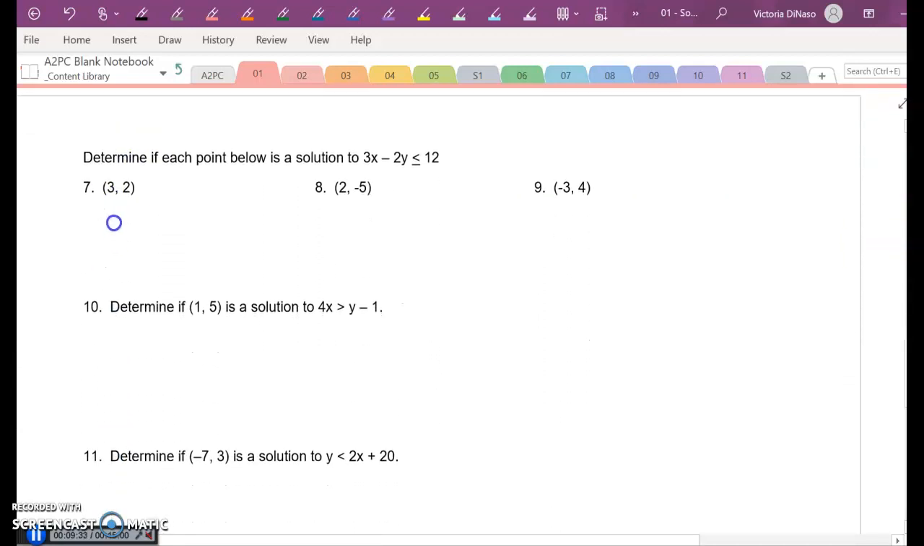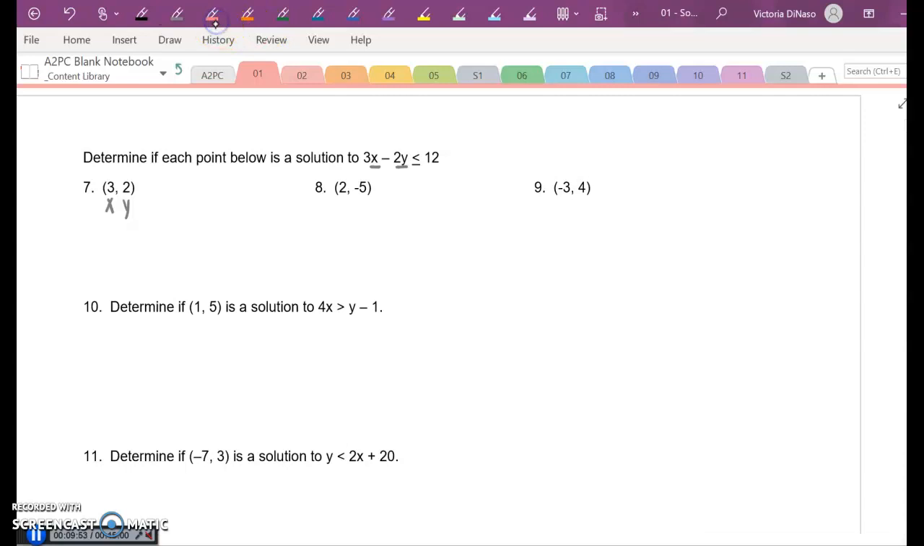For numbers 7 through 11, we're going to determine if each point is a solution to the different inequalities. In order to figure out if it's a solution, you're going to take the x and the y inside of the parentheses and input them into the x and the y in the inequality that we're figuring out if it's a solution for.